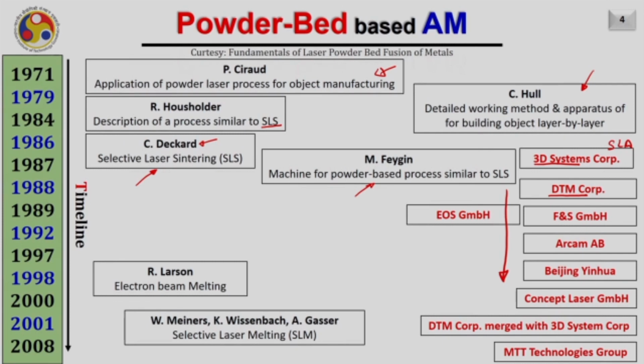In around 1997 and 1998, Professor R. Larson developed the process called electron beam melting. In this case, instead of a laser, an electron beam was used to melt the powder. Later on, after 2000, when high powered lasers based on diode and fiber also came into the picture, a group which is shown here developed the process called selective laser melting. So there is a difference. Before that, the laser beam based powder bed additive manufacturing system was governed by the sintering operation, while this group brought a difference and replaced the sintering with melting.